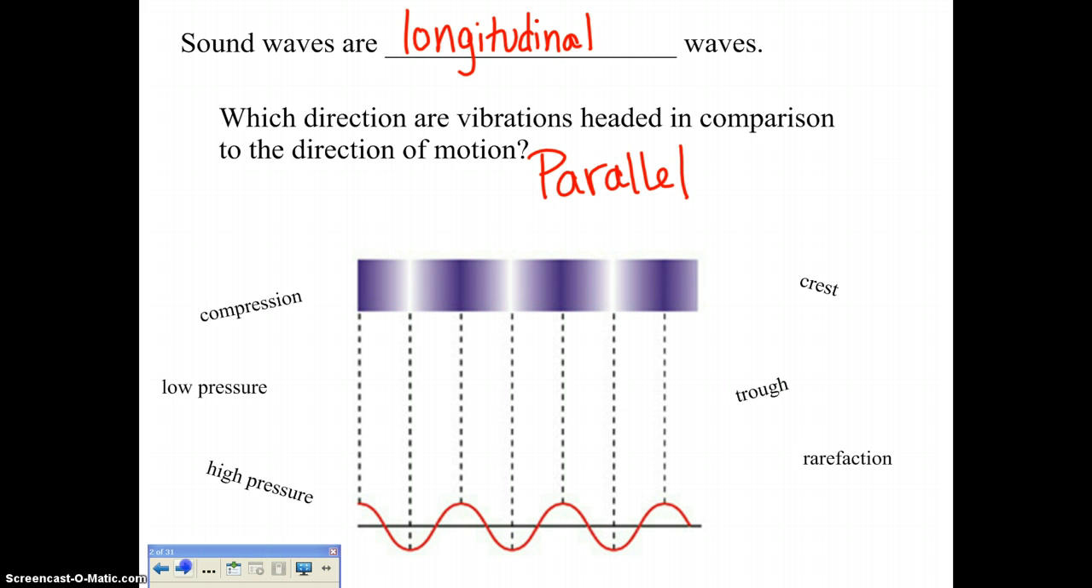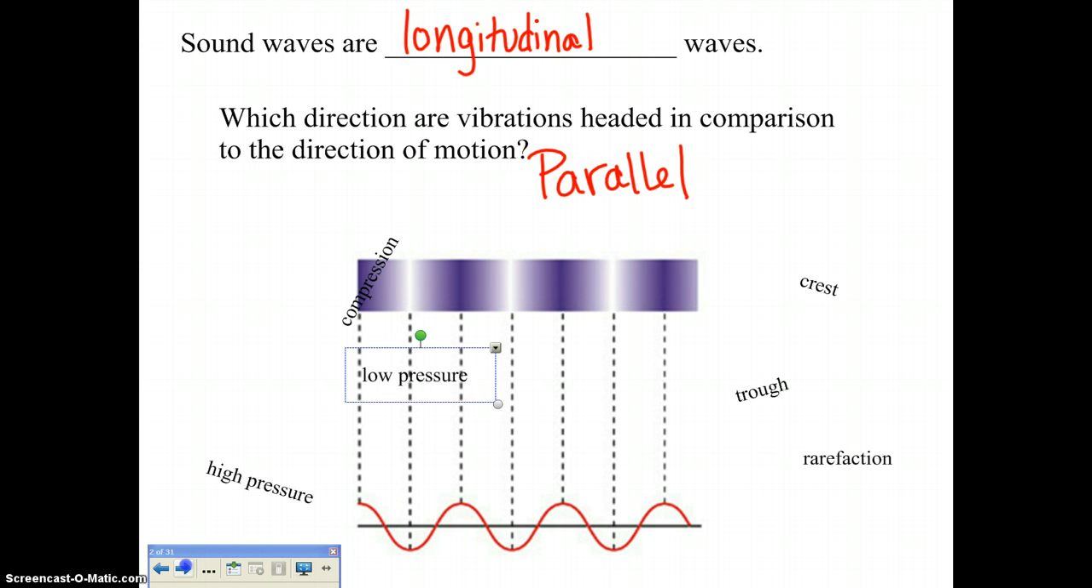So if we want to label this, just think of where you want to move this. Where do you want to move the word compression? Areas of compression are going to be right here, for instance. Let me rotate that a little bit. So that would be an area of compression. How about an area of low pressure? Our low pressure is going to be related to crests or to troughs? They're going to be related to troughs.